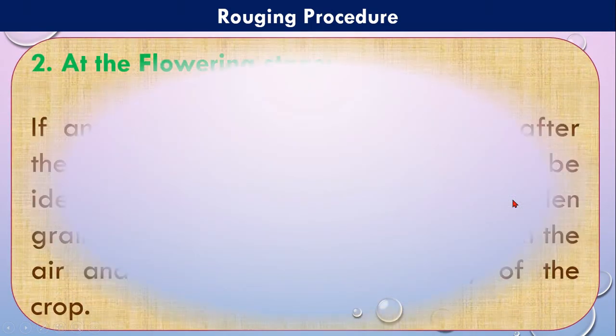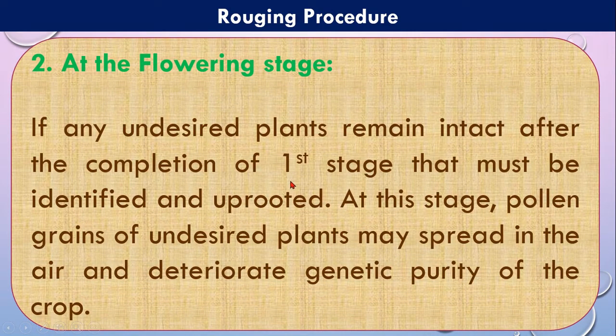Next one is at the flowering stage. As I told you, if we have rice and grass seedlings and we could not tell the difference in the first stage, then definitely when the flower comes in the rice or grass, at that time we can identify it according to its flower. At that time we have to remove the grass. That is called removing plants at the flowering stage.